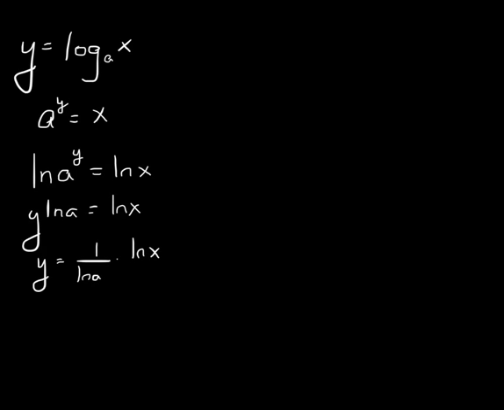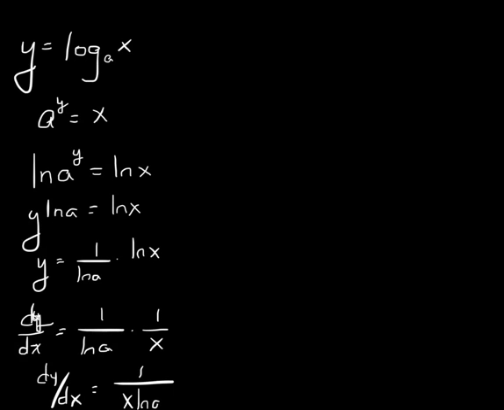So we can take this derivative, that's dy dx, is equal to 1 over ln a, which is just a constant, so that's going to stay the same. And we know the derivative of ln x is 1 over x. So the derivative of log base a of x is 1 over x ln a.